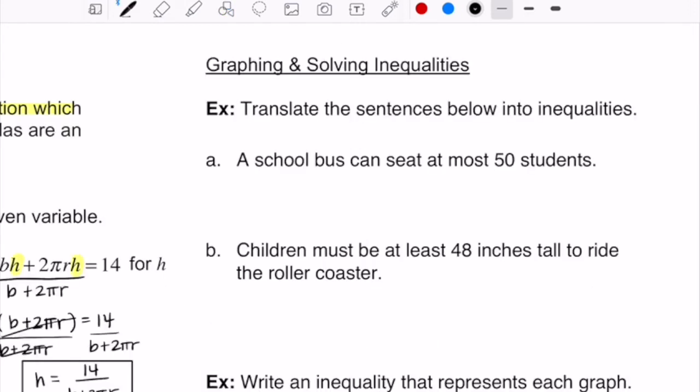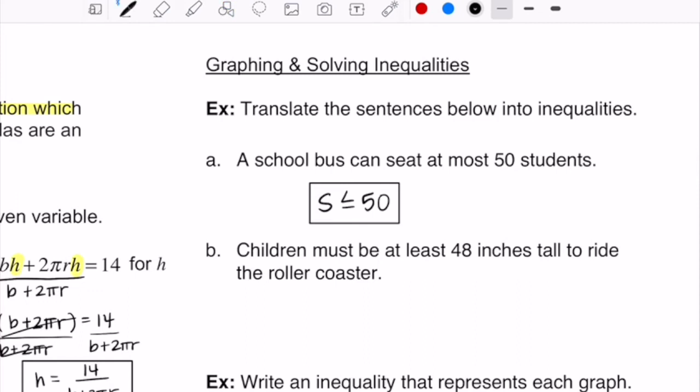Inequalities are different than equations because they represent a range of numbers. In this first example, it asks us to translate the sentences below into inequalities. In A, a school bus can seat at most 50 students. If we let S stand for the number of students, at most 50 means that it can equal 50 or it can be less than 50. So this inequality, S is less than or equal to 50, would represent this scenario.